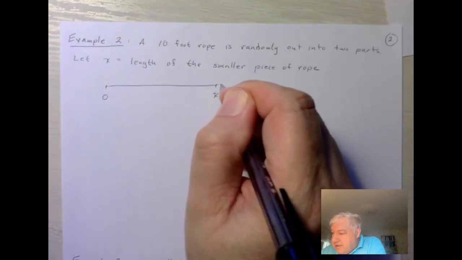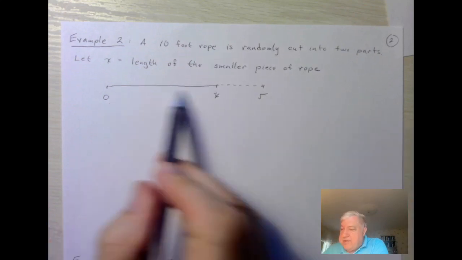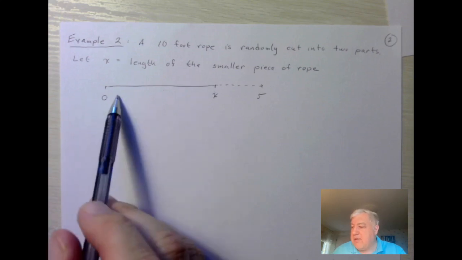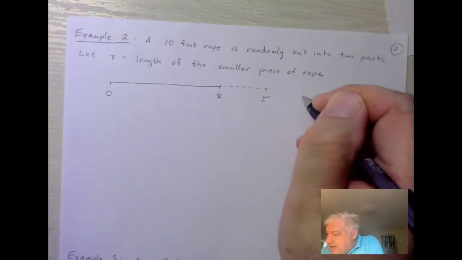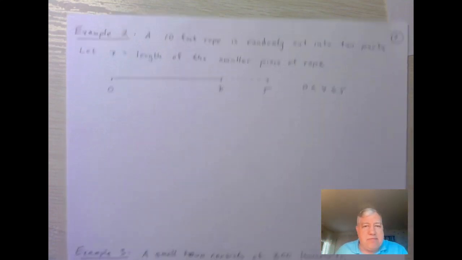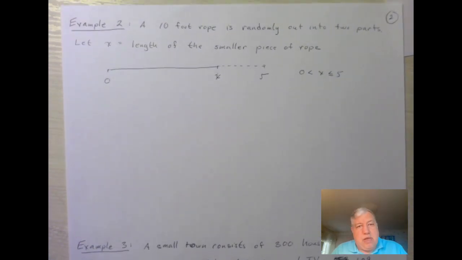So here's X, and here is 5. This is the piece of rope that we have, and we can see it has to be at least 0, and the most it could be is 5. So X is going to be greater than 0 and less than or equal to 5. We'll allow X to be equal to 5. Now, X could be a whole number, like 1, 2, 3, 4, 5, but it could also be lots of other numbers, like 2.7 or 3.865. So there are lots of possibilities in this case, unlike the other case.